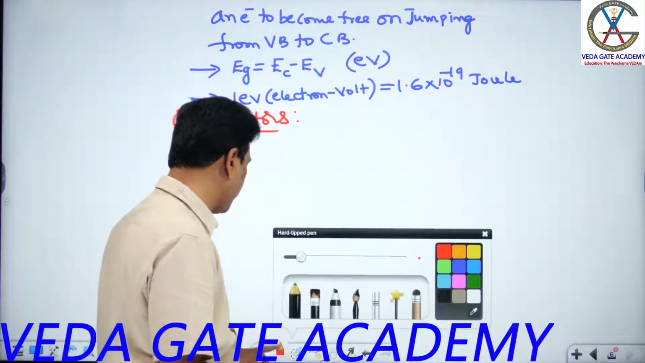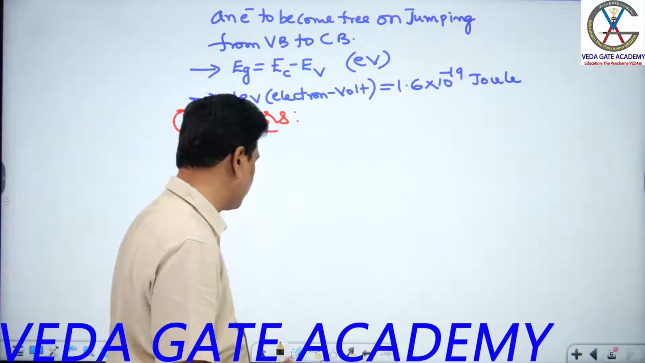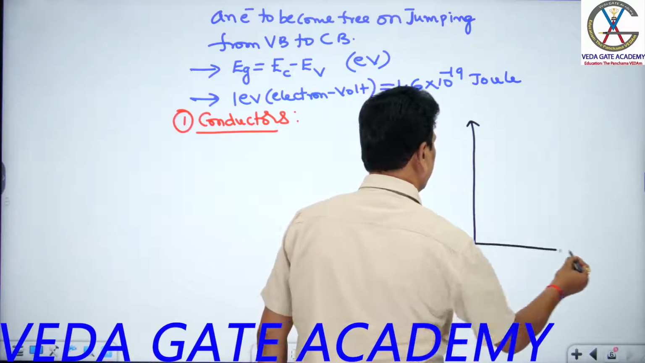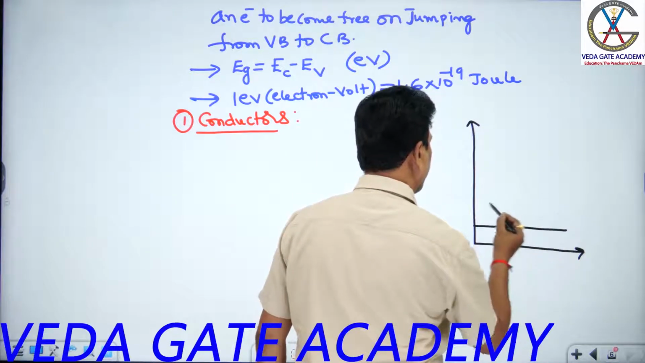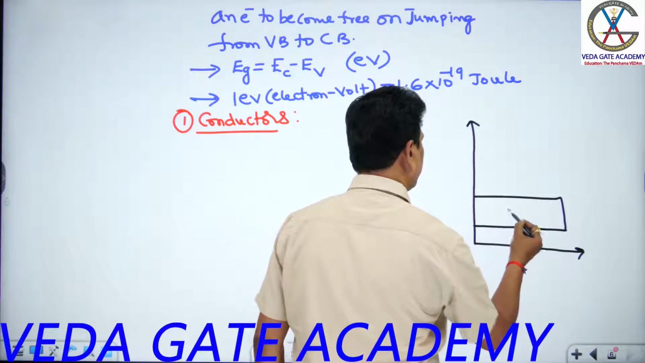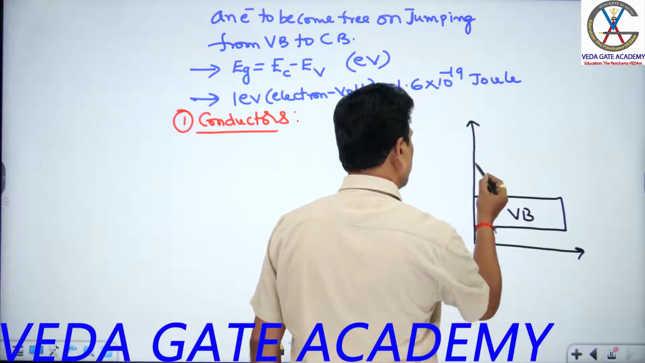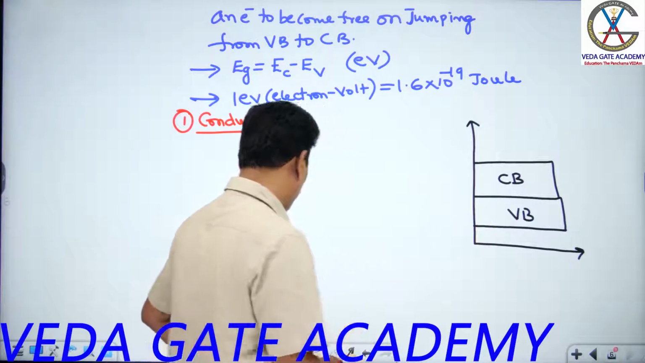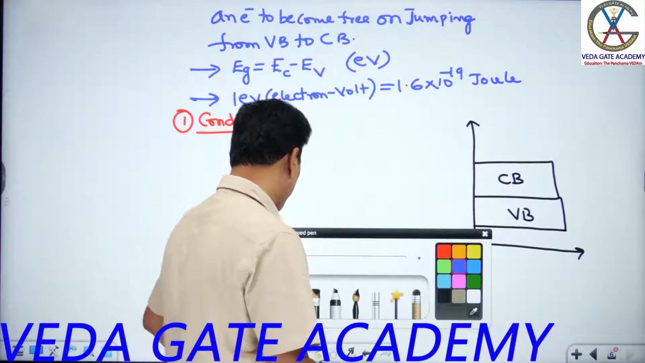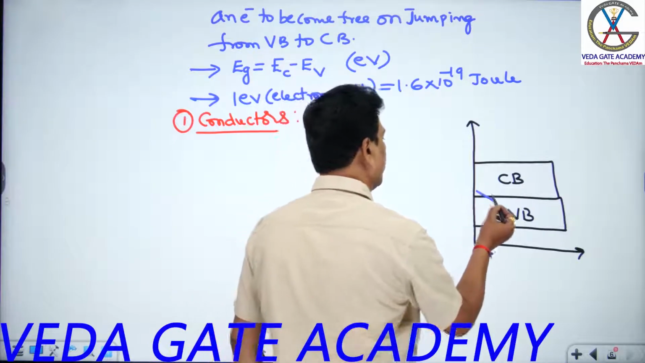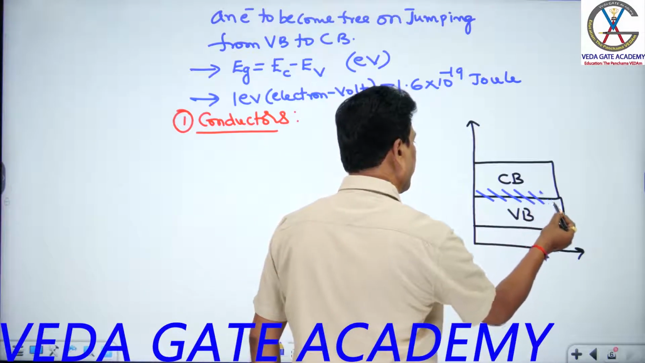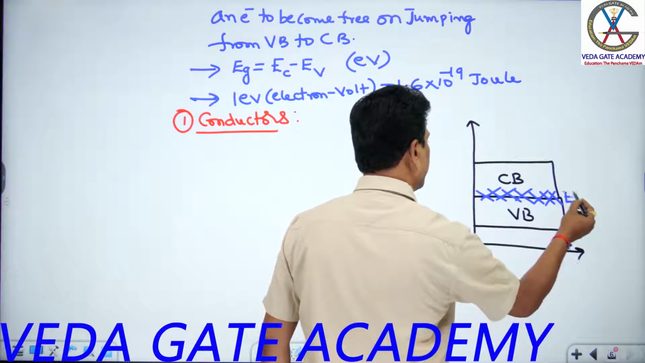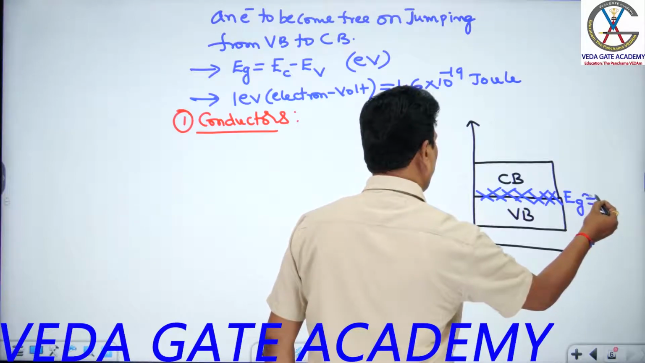See this one now. What is the energy band diagram for conductor materials? This is the valence band, students. This is the conduction band. Both are superimposed in this place. Like this, this is the superposition area, indicating that in the case of conductors, the energy gap is almost zero.